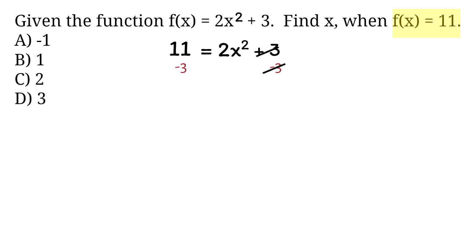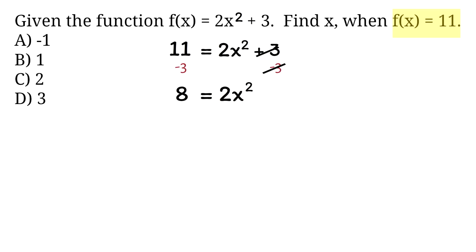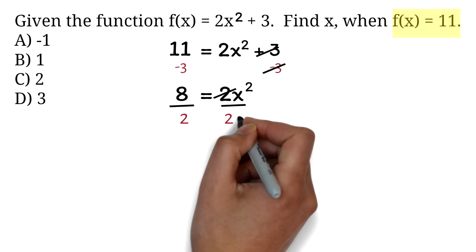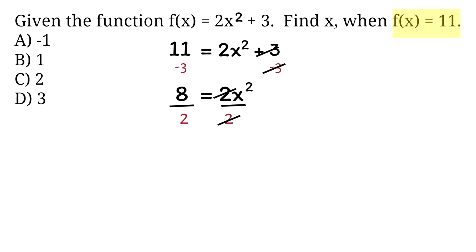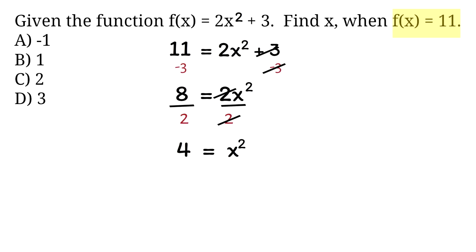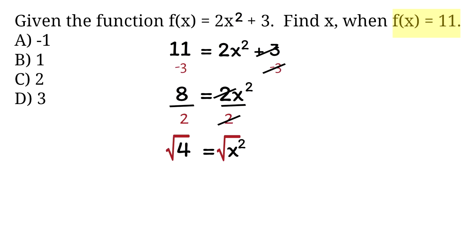11 minus 3 is 8. So we have 8 equals 2x squared. Next, we will divide both sides by 2. The 2 will cancel out. 8 divided by 2 is 4. We have 4 equals x squared. Finally, to get the x by itself, we will find the square root of both sides. The square root will cancel the square. Square root of 4 is 2.